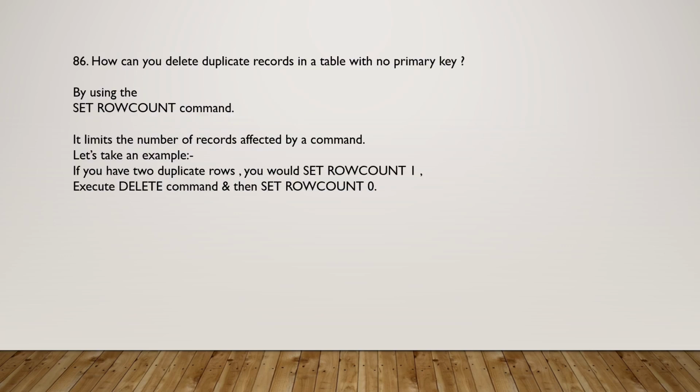How can you delete duplicate records in a table with no primary key? This can be done by using the SET ROWCOUNT command. It limits the number of records affected by a command. Let's take an example. If you have two duplicate rows, you would SET ROWCOUNT 1, execute the DELETE command, and then SET ROWCOUNT 0.